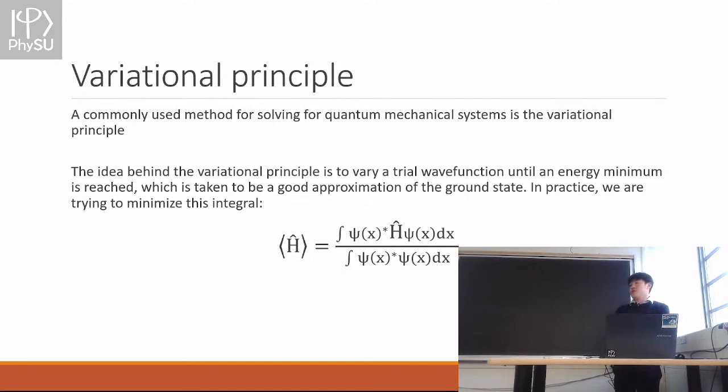I won't go into the exact proof behind this, just for the sake of time, but it's not too bad if you've done linear algebra before. What this principle tells you is that you want to find a wave function that minimizes the expectation value of energy, and if you can find such a wave function, it will likely be a good approximation of the actual ground state wave function.